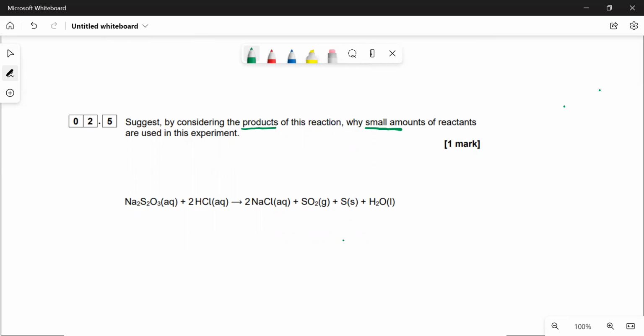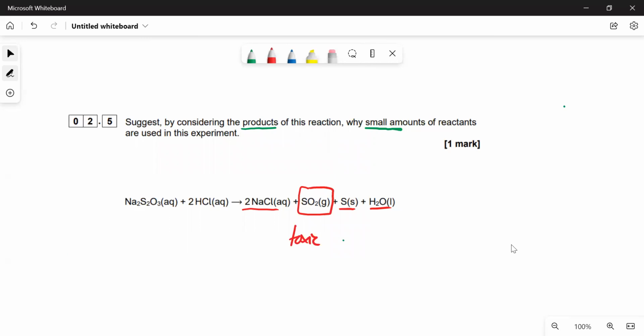Right, let's look at the products. What have we got? We've got sodium chloride, nothing wrong with that. Sulfur, fine, hydrogen, water. But we have got sulfur dioxide, which is a poisonous gas. So that's why you want to limit it, it's toxic. So you don't want to make too much of it. That's the answer they're looking for there.